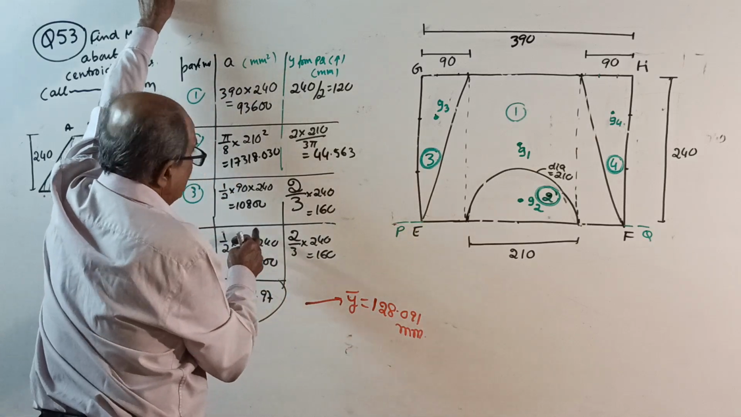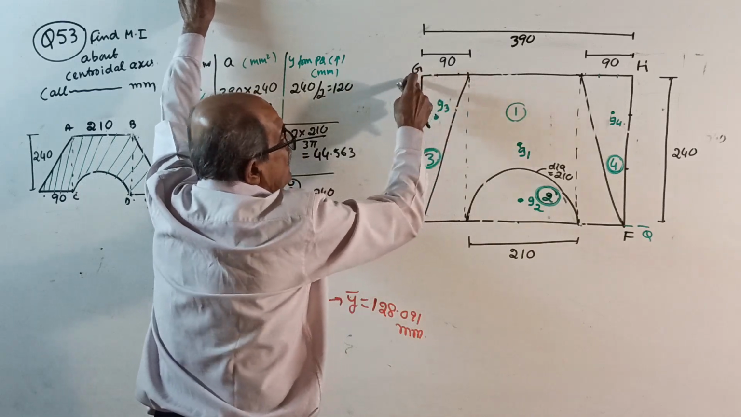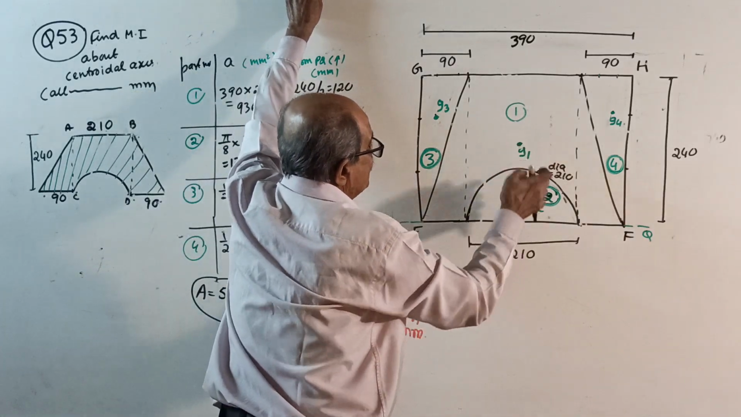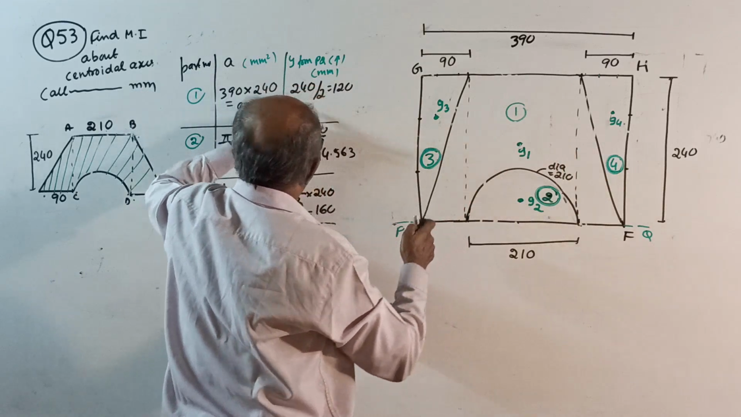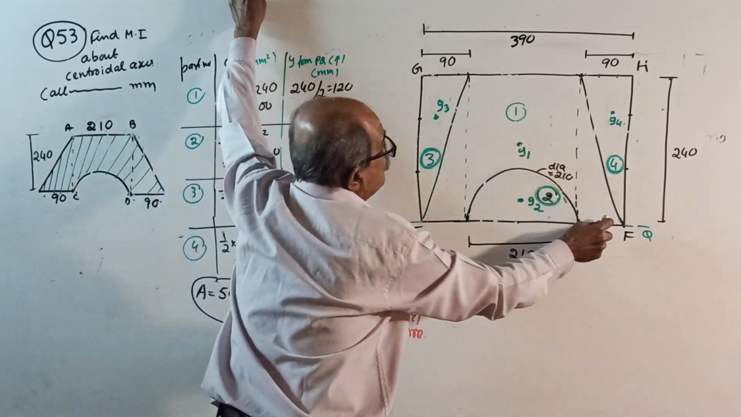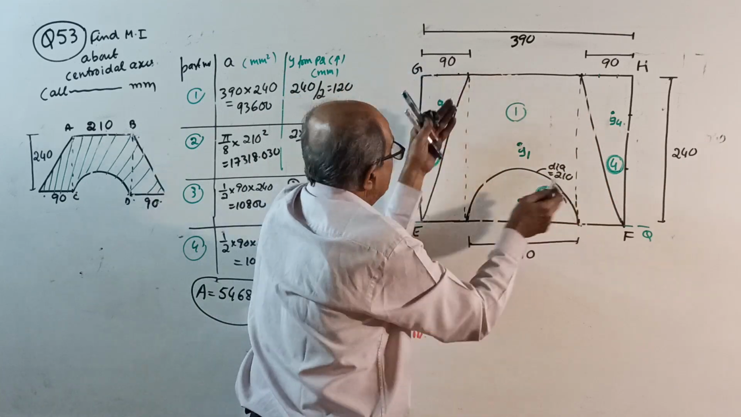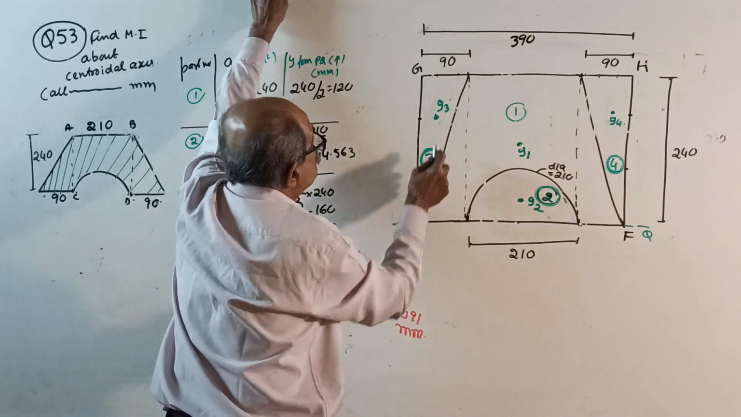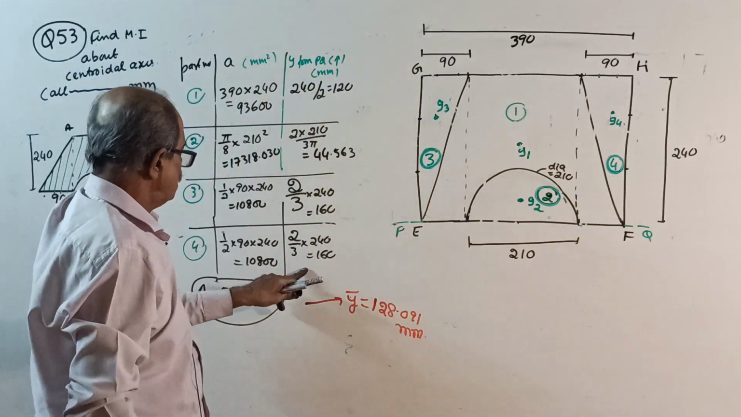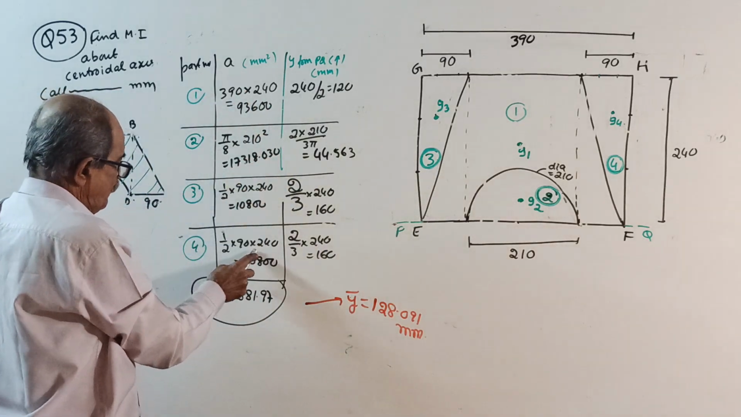Then A3. Where is A3? This is A3: half into 90 into 240. A4 is the same. Y1: its centroid is here, rectangle, half of 240. Y2 is 2d by 3 pi. But Y3 and Y4: last time it was this triangle, 1/3, 1/3. But now it is this triangle, so 2/3, not 1/3. Be careful. It is 2/3 of 240. Total area is A1 minus A2 minus A3 minus A4.